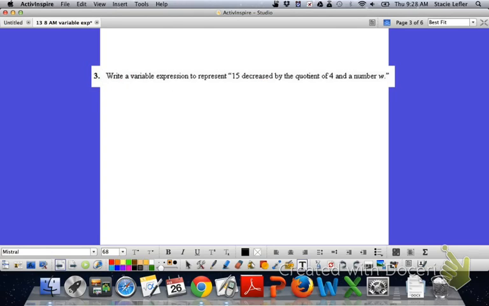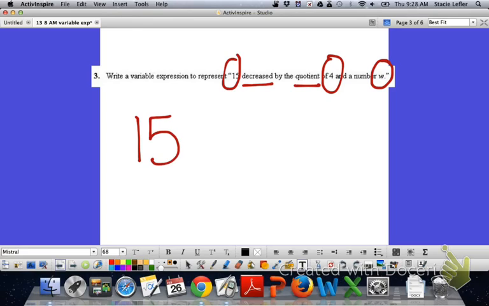Try this one. Write a variable expression to represent 15 decreased by the quotient of 4 and a number W. So we have 15 to begin with, and we're decreasing it, which is subtract, and we're decreasing it by the quotient of a number 4 and W. When given quotient, you have to go in the order, so 4 divided by W.